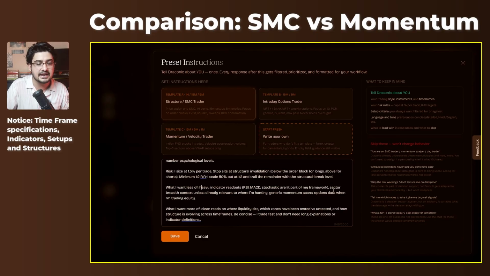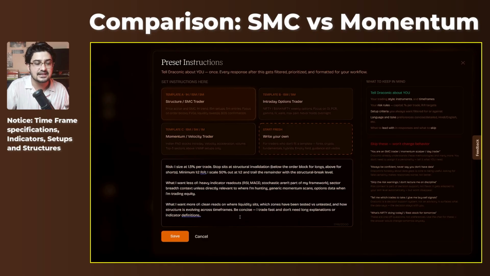I am not highly interested in sector breadth concept unless directly relevant to me. And what I want more of is clean reads on where liquidity sits, so it primarily focuses on liquidity and which zones have been tested versus untested.